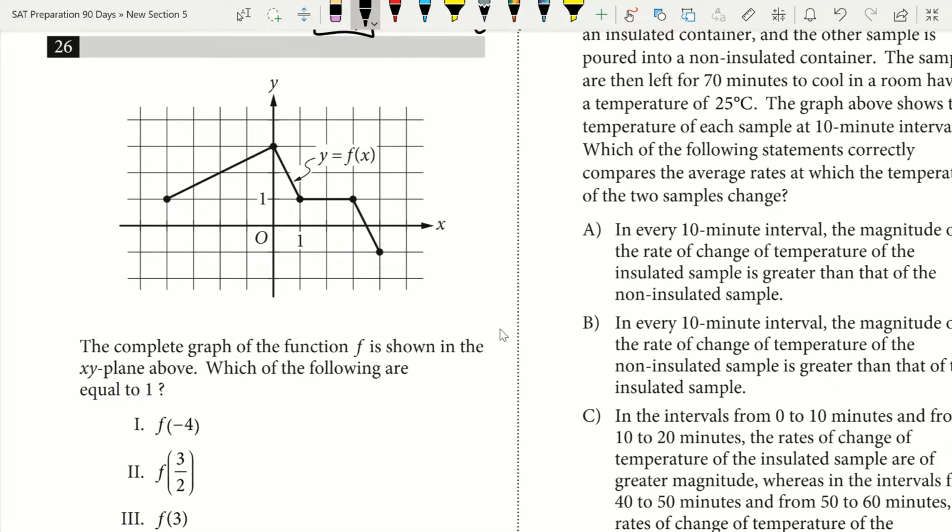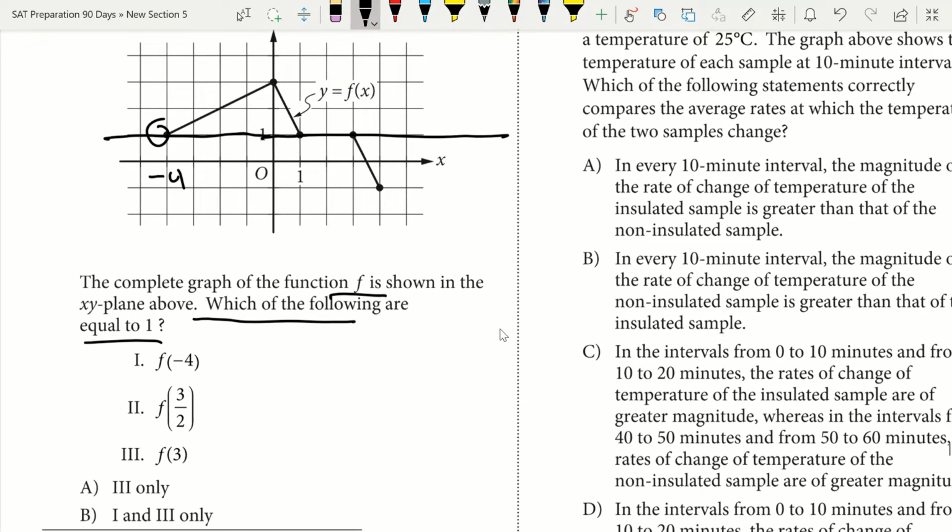Now we got 26. So I see I've got a graph here. I'm told the complete graph is shown in the xy plane. Which of the following is equal to 1? Okay, well that's going to be whatever points intersect this one right here. Okay, I see that we got that at negative 4 right here. So negative 4 is going to be one value. And I see I have a list also, 1, 2, 3. Okay, so f of negative 4, yes, that does equal 1. So that's a check. That's a true statement.